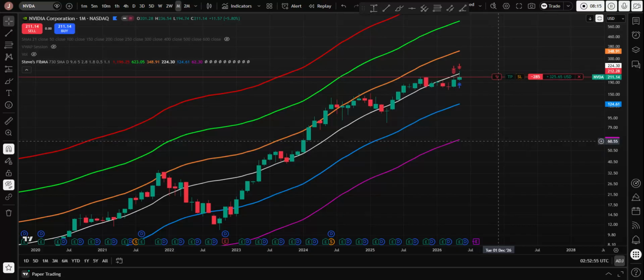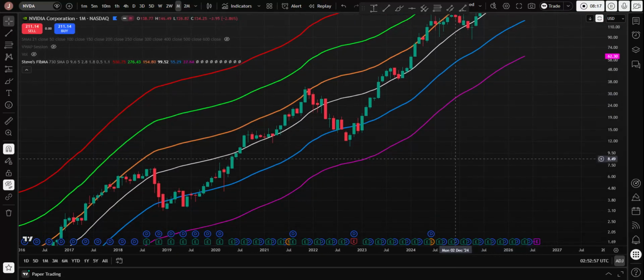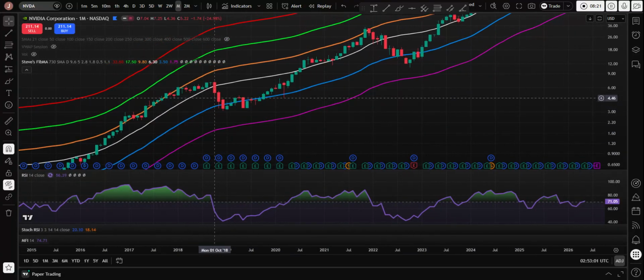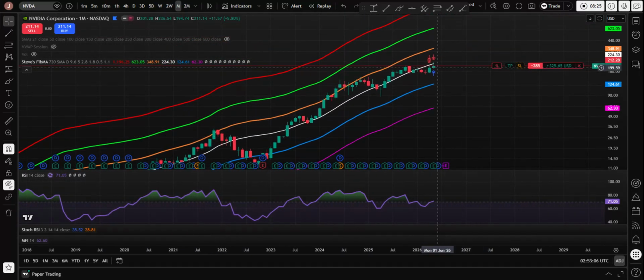Okay, so what we have now is that last time we had divergence like that was back here in 2016 and 2018. We had negative divergence where we pulled back to the blue. So far, we have to think that we're going to go to the blue. It's too early to say that we're going to go to the purple.